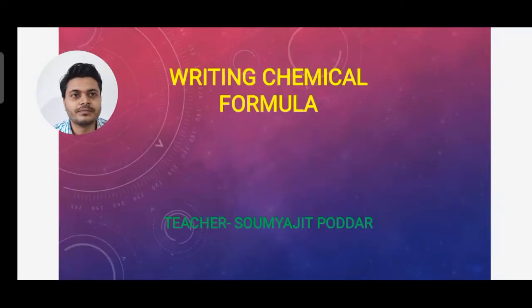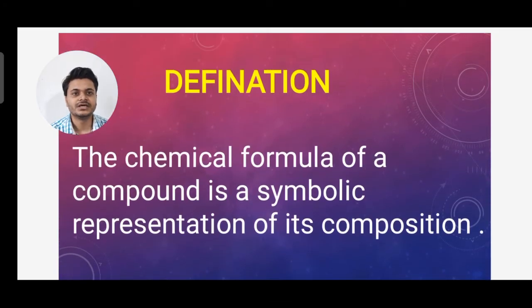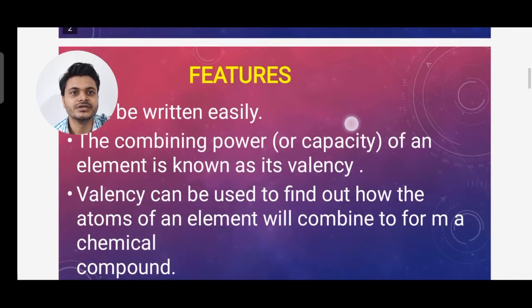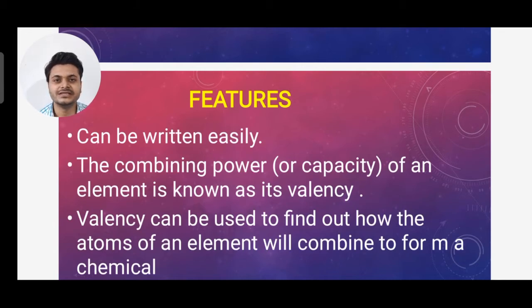So let's start with the topic writing of chemical formula. So first, the definition: the chemical formula of a compound is a symbolic representation of its composition. Okay, so any chemical formula for a compound is a symbolic representation of its composition. So what are the features? You can see the first one is it can be written easily. What are the features of a chemical formula? It can be written easily.